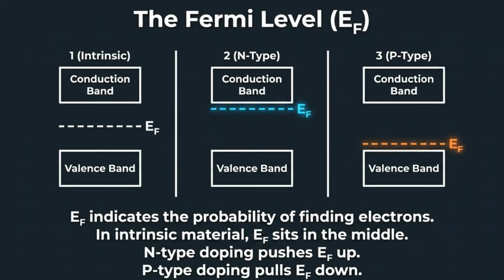The Fermi level, $E_F$, indicates electron probability. In intrinsic material, it's centered. N-type doping pushes $E_F$ up, while P-type doping pulls $E_F$ down.